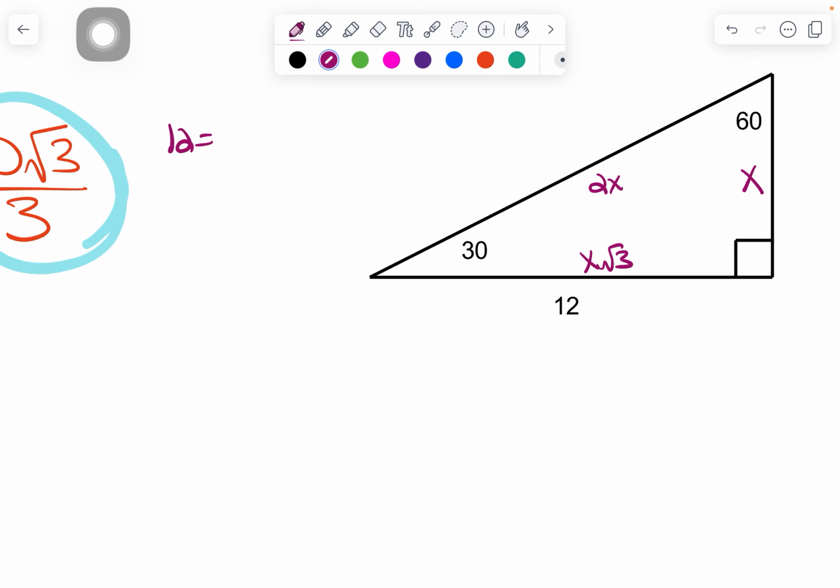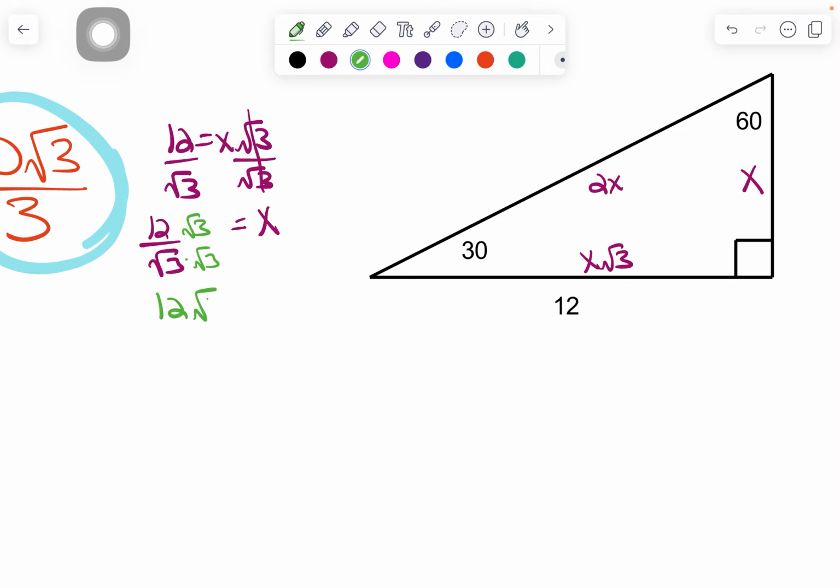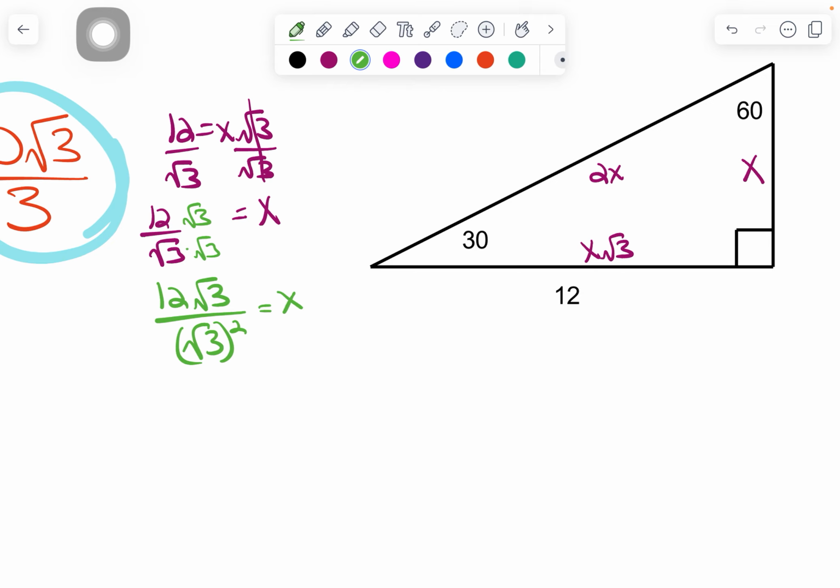We've got 12 is equal to x root 3. Divide both sides by root 3. There we go, root 3. So x is equal to 12 over root 3. Not a huge fan. So let's go ahead and rationalize. So times by root 3 times by root 3. So it's going to be 12 root 3 over root 3 squared, which some of you may have already picked up on. That means it's just going to turn into 3. True statement. Okay, so 12 root 3 over 3, the square and the square root cancel.